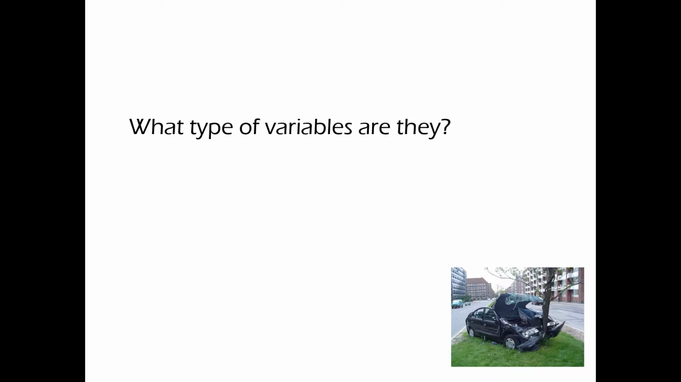Now please think about what type of variables these two are. You can pause here and press continue after you have your answer. Both variables in this case are categorical. The explanatory variable is whether the driver is male or female. The response variable is whether the driver died in vehicle crashes or had no records of crashes.